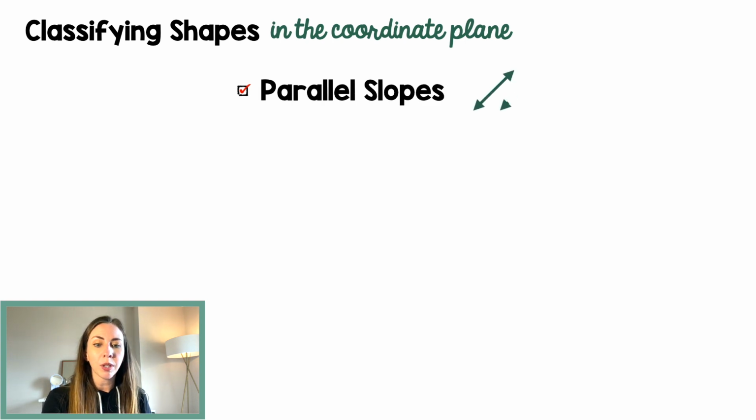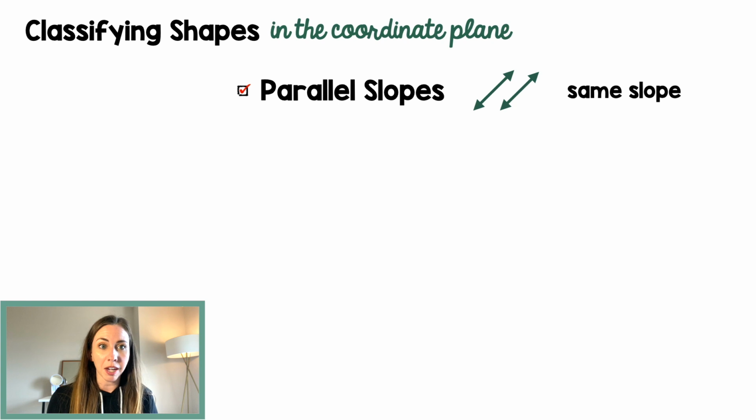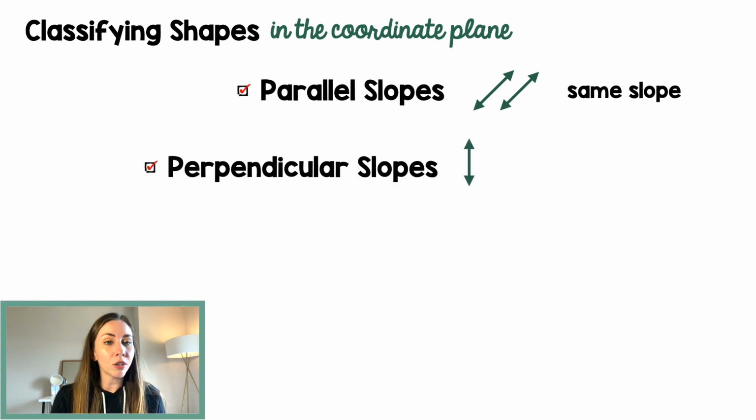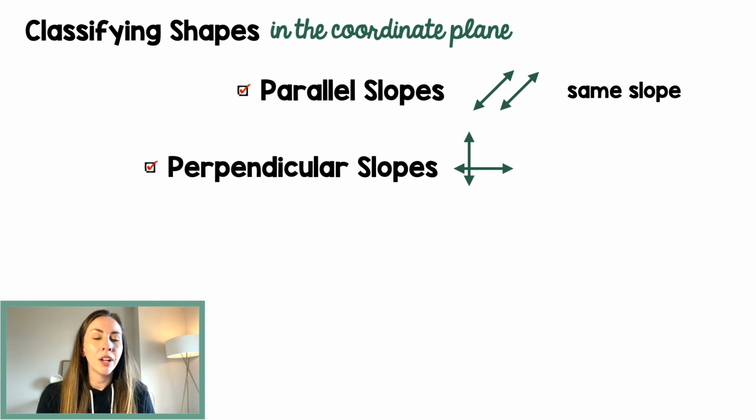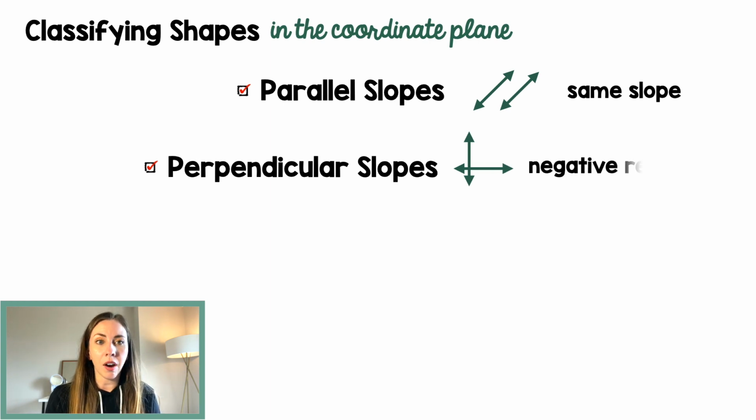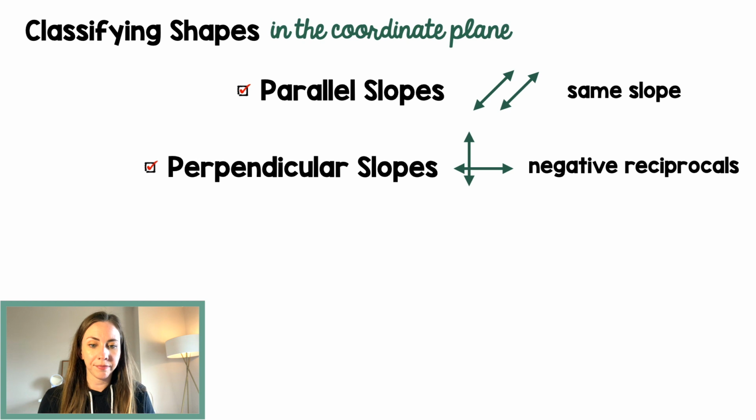Okay, so the first thing that you need to know is parallel slopes. Parallel slopes are slopes that are the same. Parallel lines have the same slope. Perpendicular slopes are lines that have slopes that are negative reciprocals.